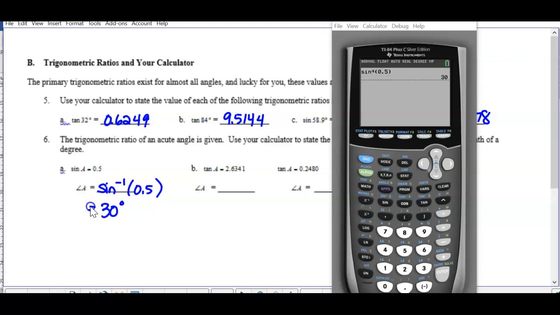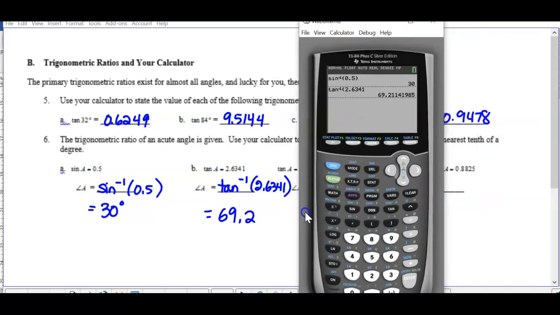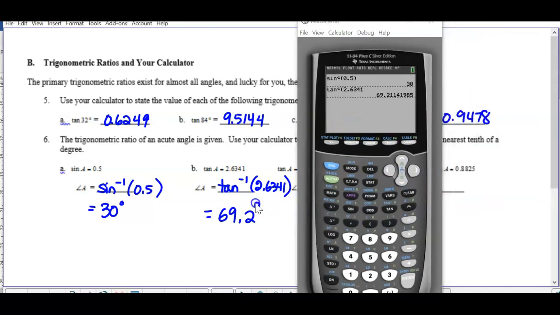Inverse tan here, we have to go tan inverse of 2.6341. So second tan, 2.6341 is 69.2. What are we doing? It's the nearest tenth of a degree, so that's very necessary.